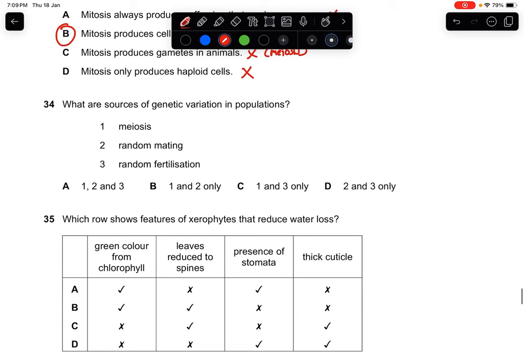Question 34. What are the sources of genetic variation in a population? Genetic variation means that it can be different. So what usually causes genetic differences? Meiosis is one, random mating, and random fertilization. When it comes to randomness, you are giving an increased assortment of genes, meaning you're giving a chance to create many genetically different offspring. That is the key thing: when you have different kinds of genes, and it's not exactly the same as parent to offspring, this is what we call an increase in genetic variation. So the answer is A.